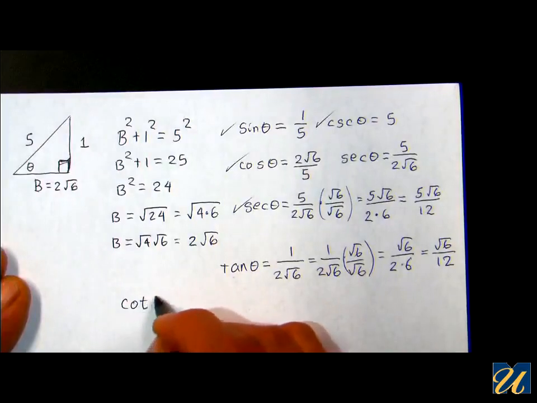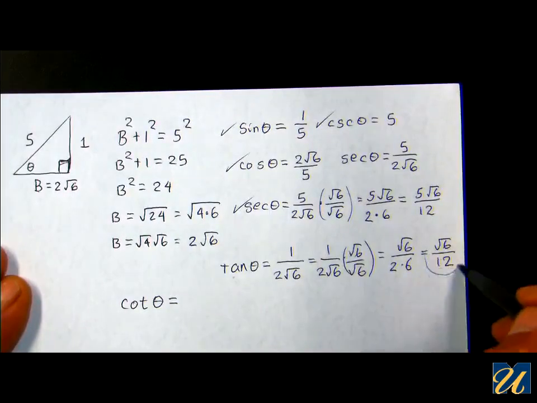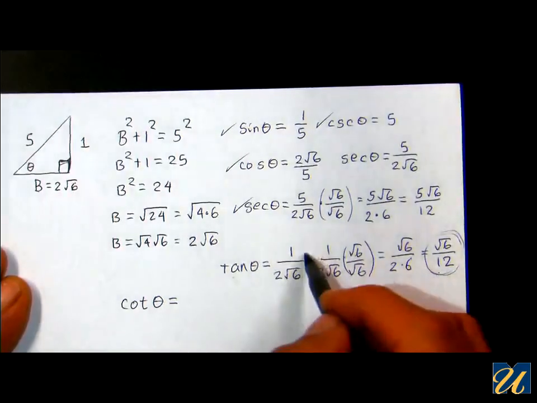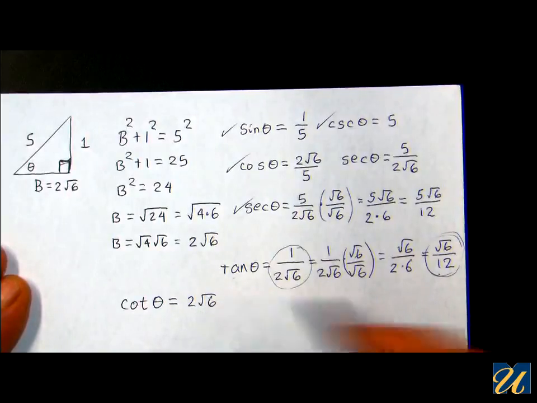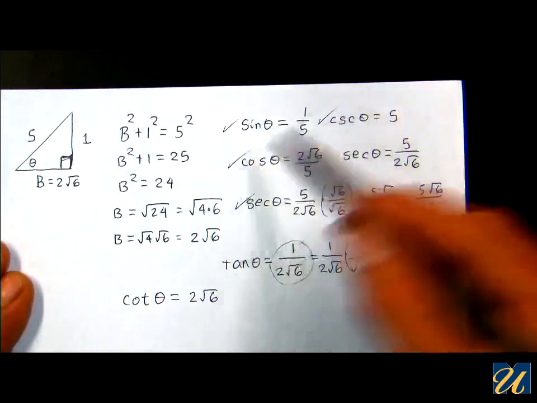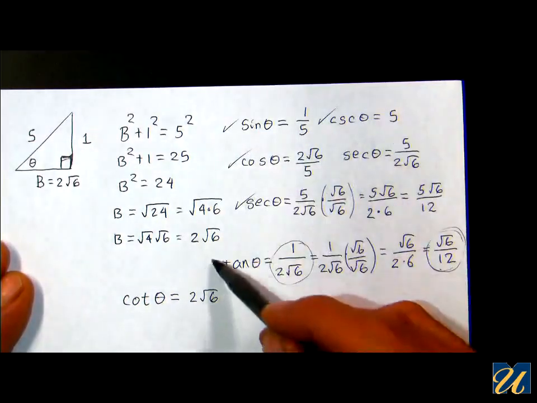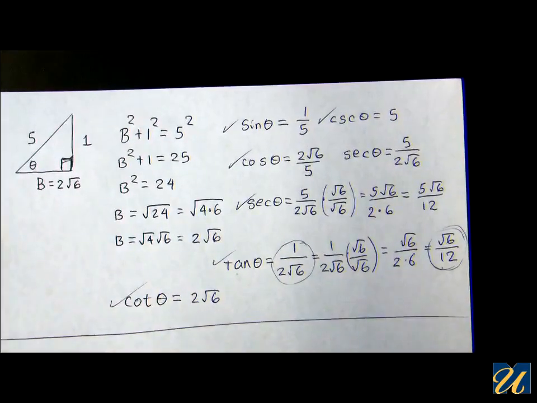Now, listen. You want to get the cotangent of the angle. The cotangent is the reciprocal of the tangent. But if you make the reciprocal of this, you'll have to rationalize again because you'll have a square root in the bottom. You'll have 12 divided by root 6. So instead of reciprocating this, reciprocate this, and immediately you have the answer 2 root 6. Much easier that way. So let's see. Sine, cosine, cosecant, secant, tangent, cotangent. We got them all. So there are the 6 trig functions for problem number 2.